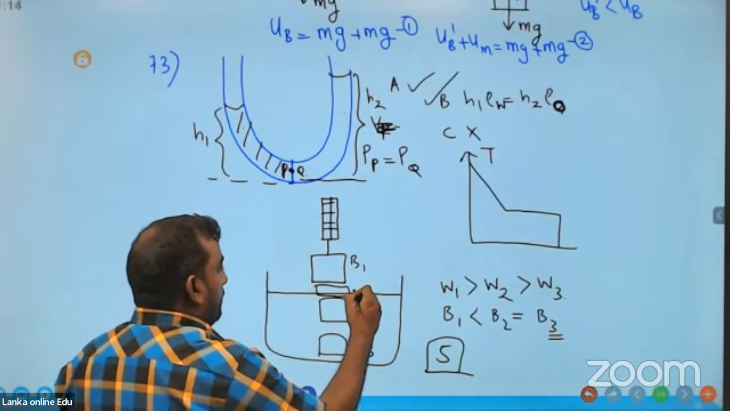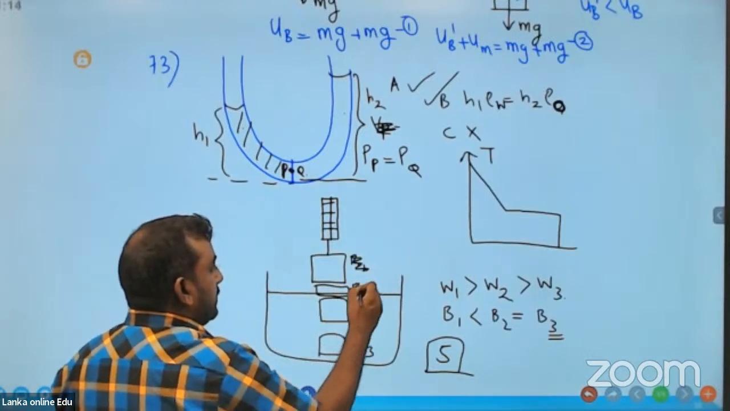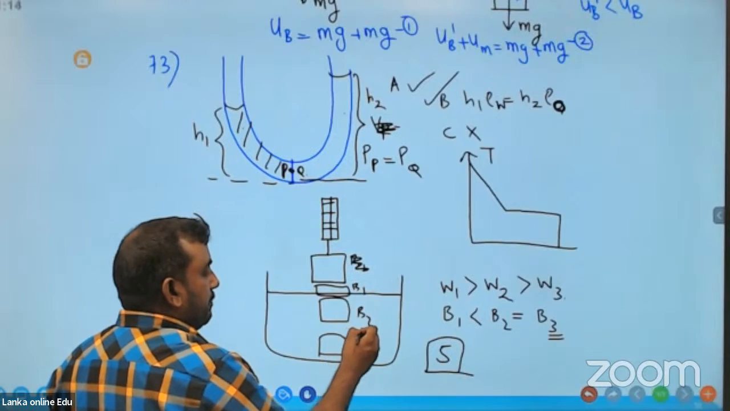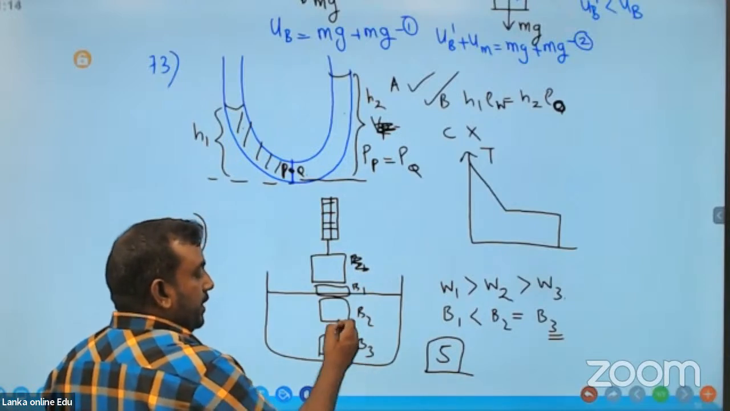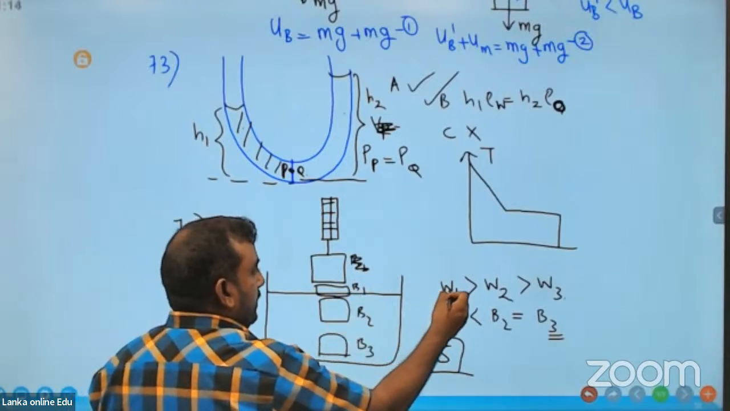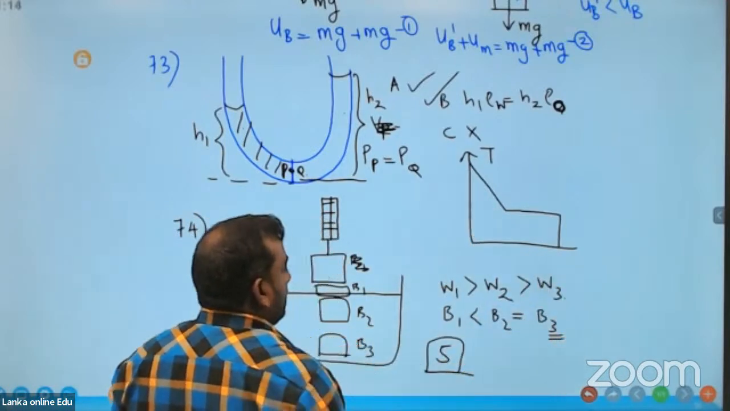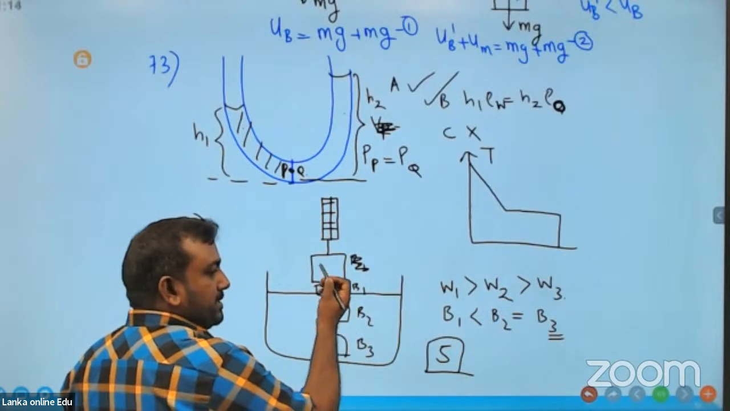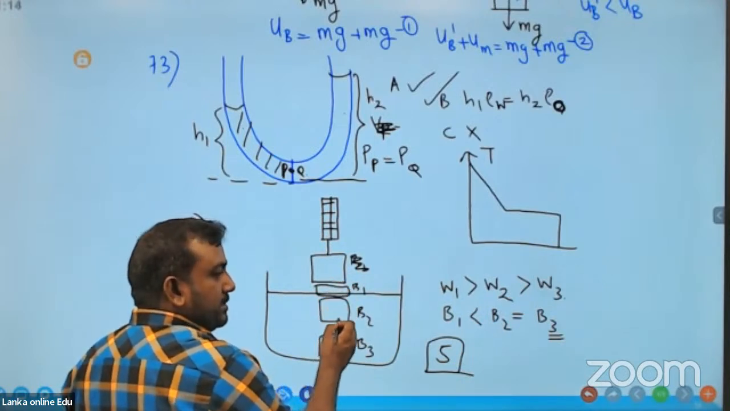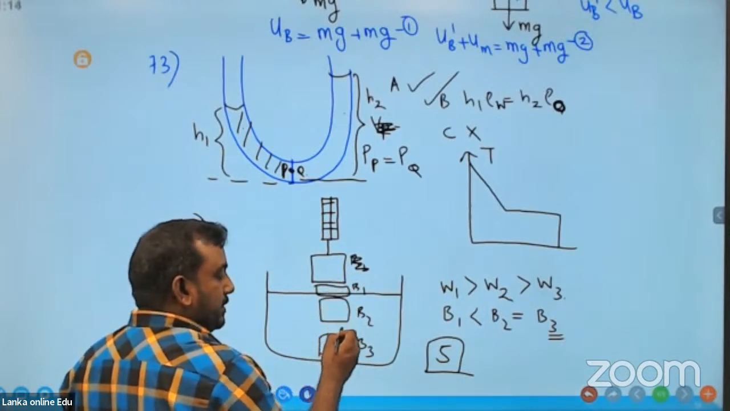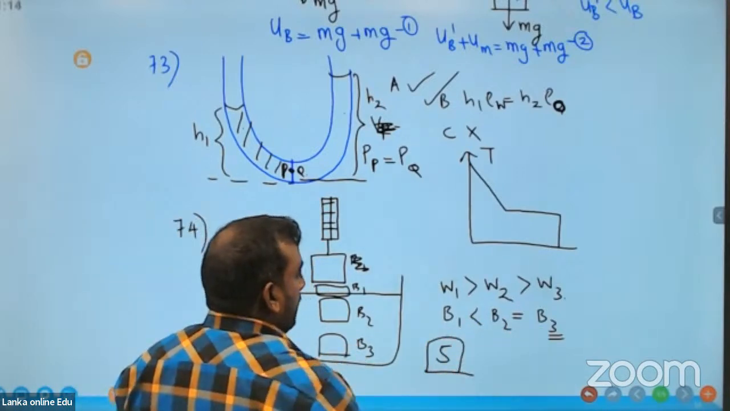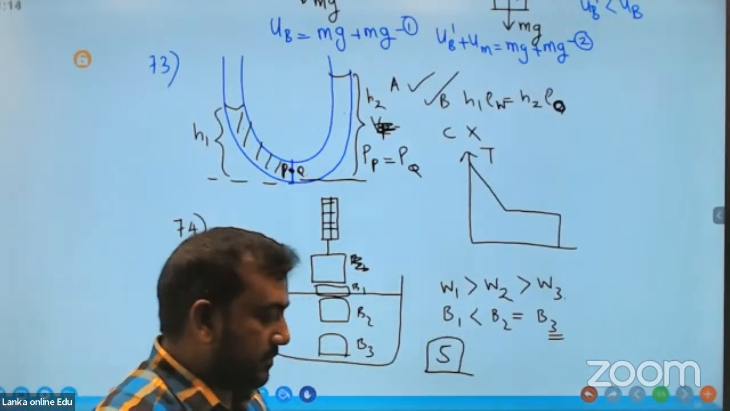So the partially submerged case is there, not this. Partially submerged case, fully submerged at the bottom. Partially submerged means the reading is getting lesser. At the bottom, only the smallest reading. Buoyant forces means upthrust. Less upthrust, full upthrust, here also full upthrust. Answer is answer number 5.